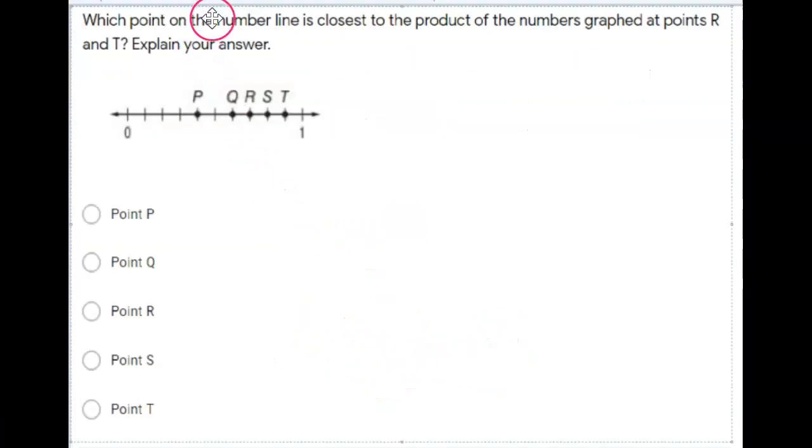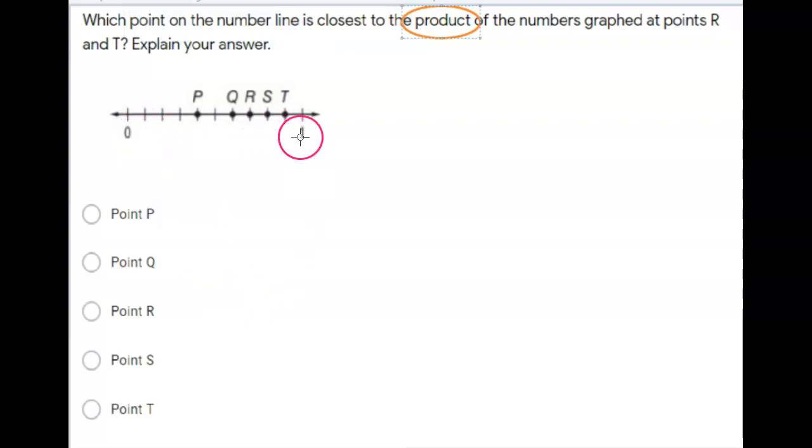This is number 3. It says, which point on the number line is closest to the product of the numbers graphed at points R and T? So, big key word here, it says product. Product means that I'm multiplying, right? There's a few things we have to do here.